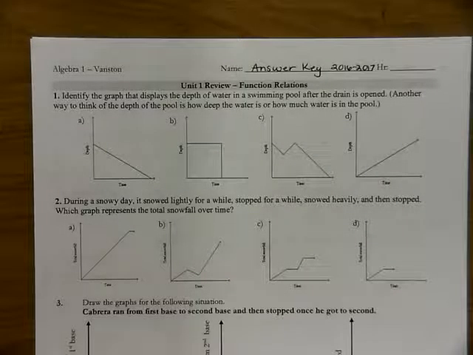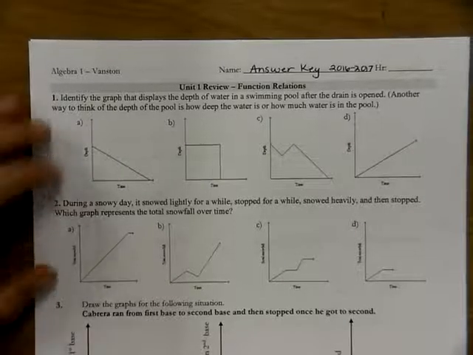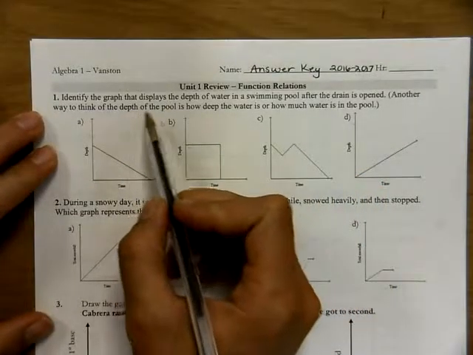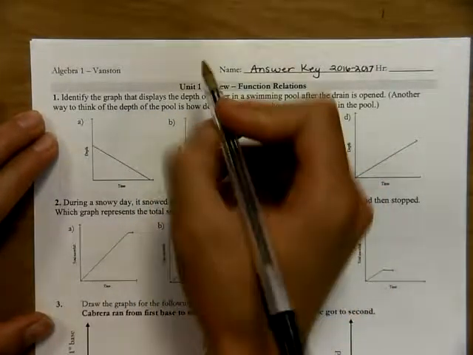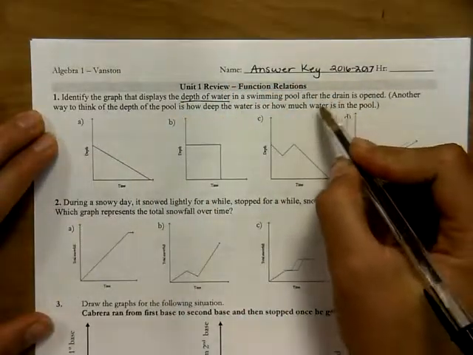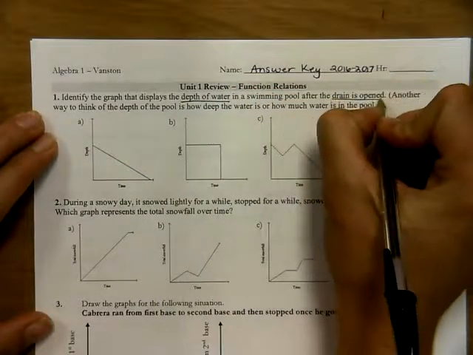In this video, I'm going to talk through the worked out solutions for the Unit 1 review, talking about function relations. Looking at the first problem, it says identify the graph that displays the depth of water in a swimming pool after the drain is opened.